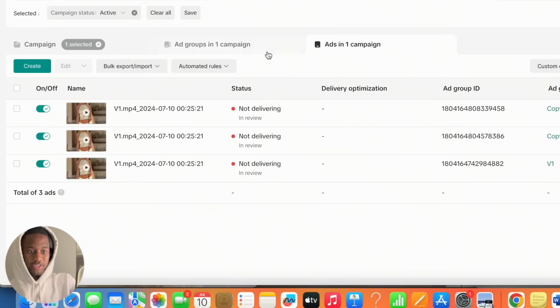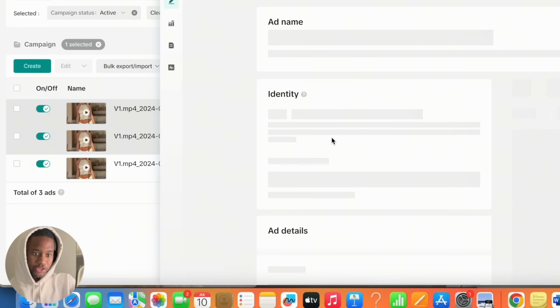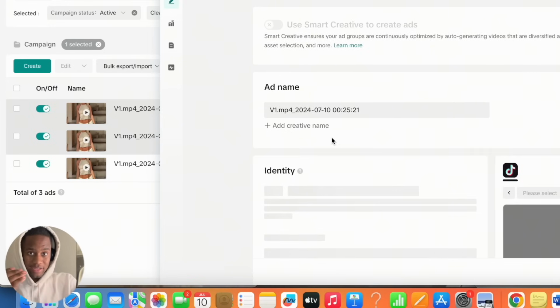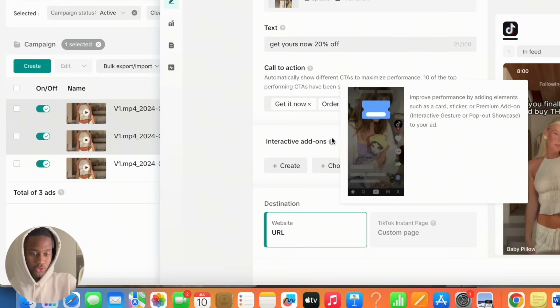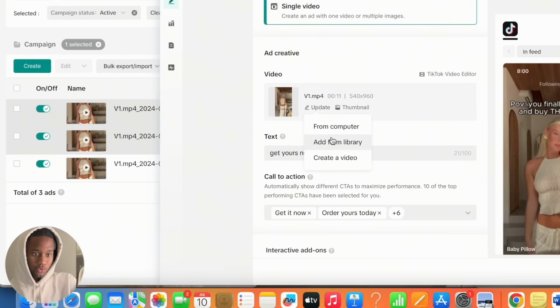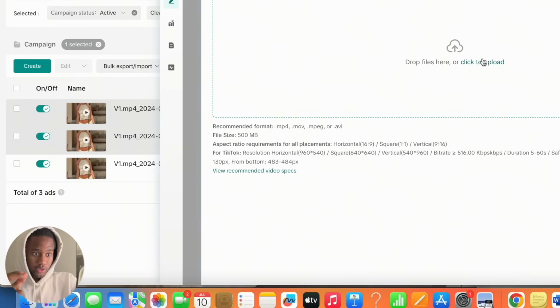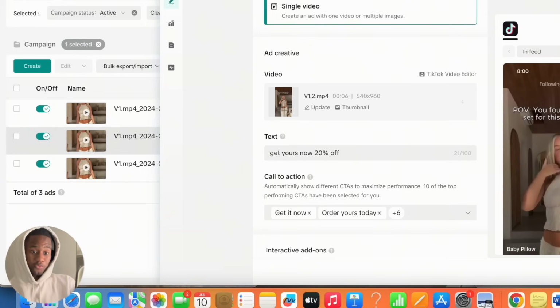Then what you do is you come over here to the ads in the campaign, then you click on edit, okay? And then what you're going to do is basically change the video in the ad group to video number 2, right? Because all these are going to be video number 3 or video number 1. What you want to be doing is changing these to be instead the appropriate video. So we're going to click update, we're going to click from computer, and then we're going to add video number 2 that we're going to be testing. Let's see, video number 1.2. Let's just call it 1.2. Upload it. Now I'm going to click save for video number 2.